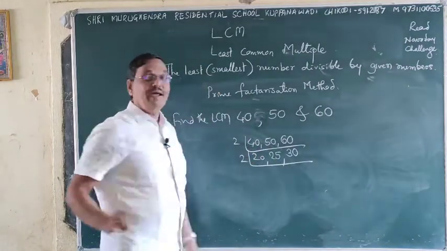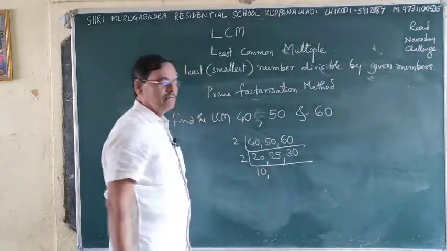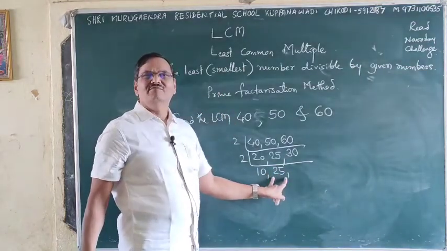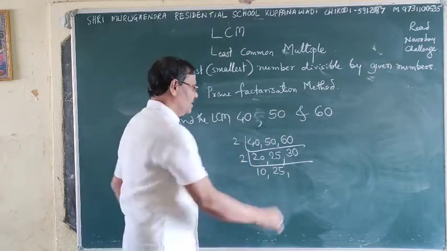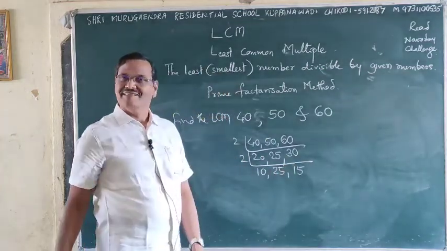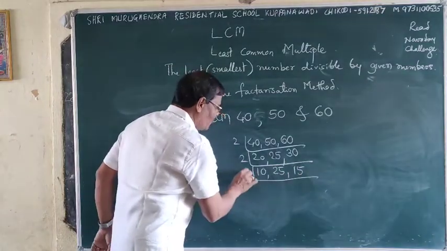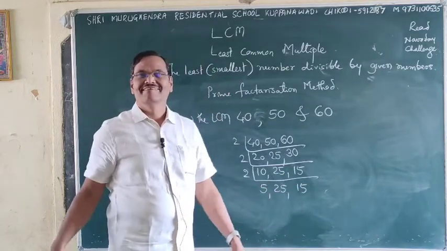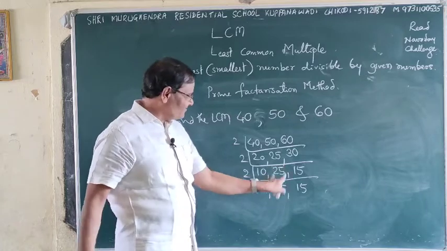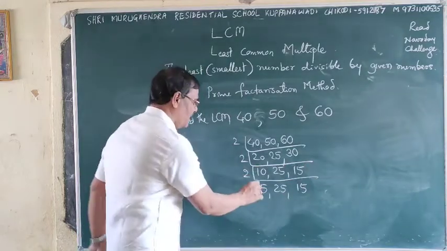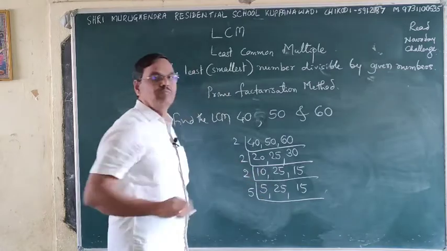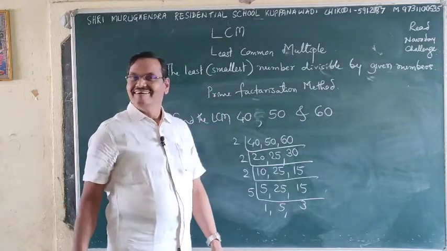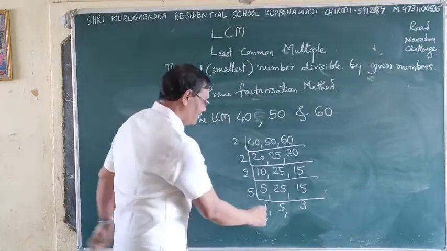Then again you need to go by 2. 2 10s are 20; 25 stays the same, because it is an odd number and is not in the table of 2; and 15. Then again I am going 2 5s are 10, 25 same, 15 same. Then now I am taking it by 5: 5 5s are 25, 5 3s are 15, isn't it? And here I am taking 1.